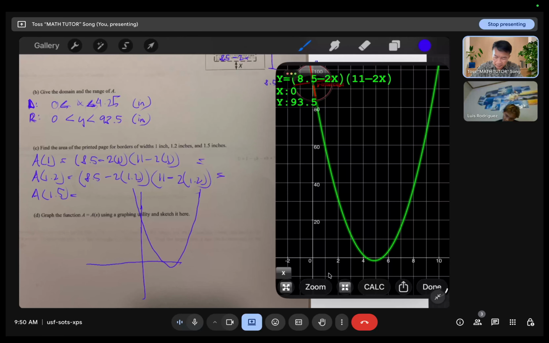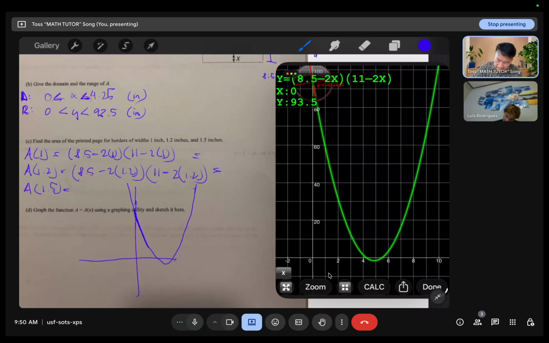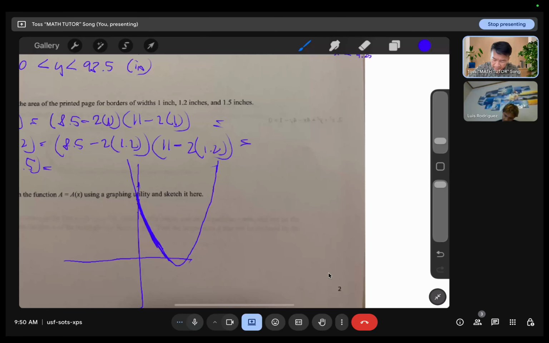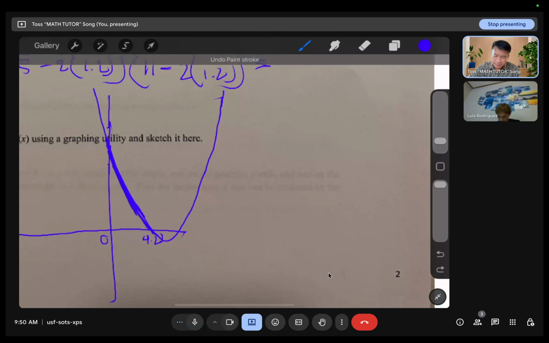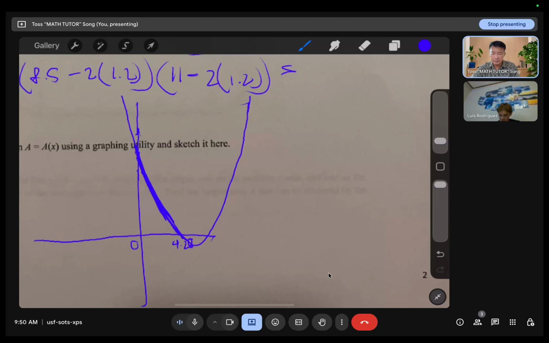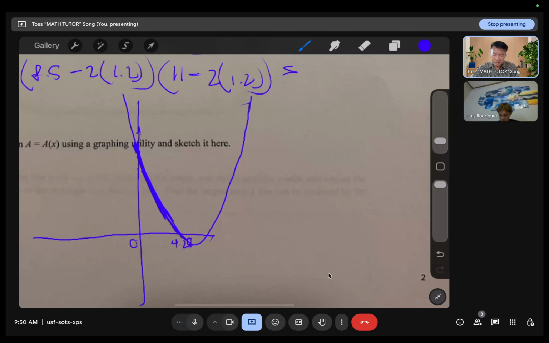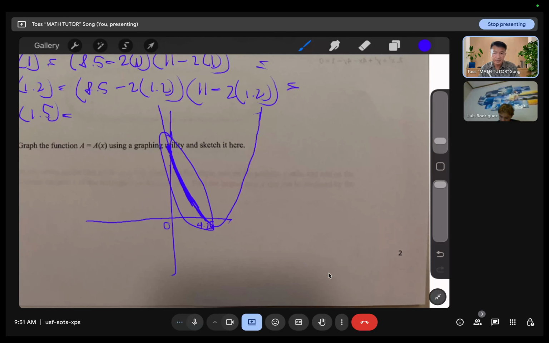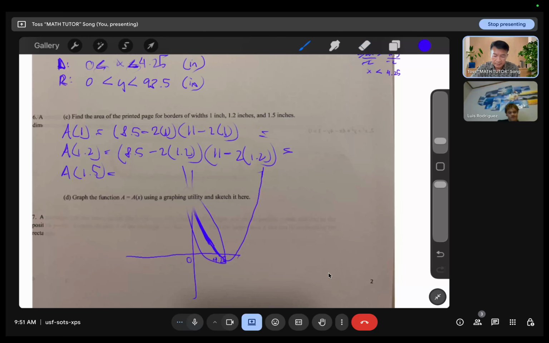So if you want to show what you want to keep, it will be something like this. This is a little portion of the graph. It'll be from 0 to 4.25 here. It's up to you, but I think your teacher may mark you: you can't graph me the whole thing. Only this portion of the curve is valid. From 0 to 4.25, or the y value from 0 to 93.5.